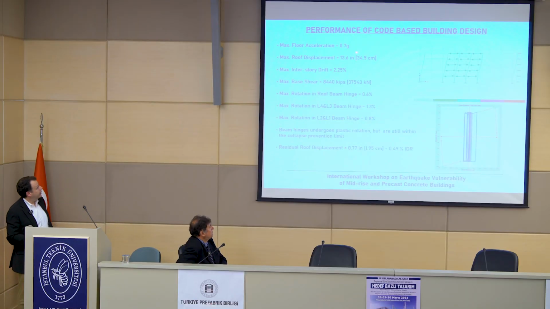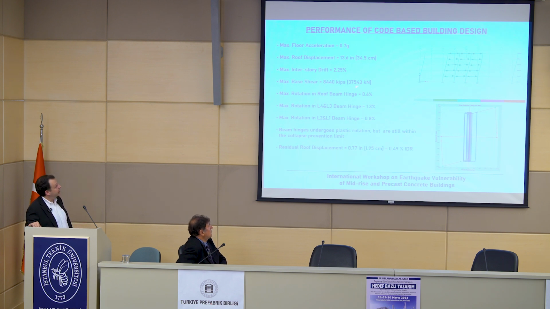So the peak floor accelerations are about 0.7 g, with 34.5 centimeters maximum roof displacement. The maximum interstory drift was 2.25% per the nonlinear model, so a little bit above the 2% that we had defined in the code. But this is the nonlinear time history response analysis for one earthquake only.